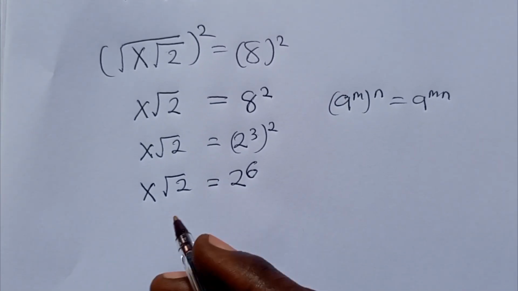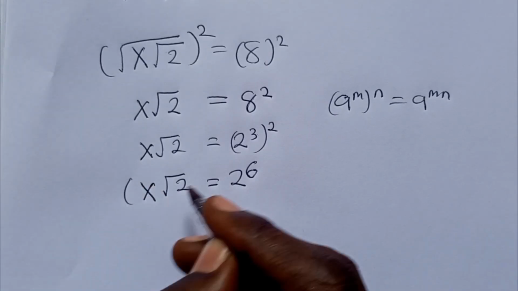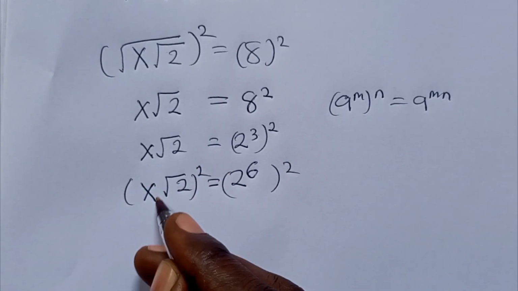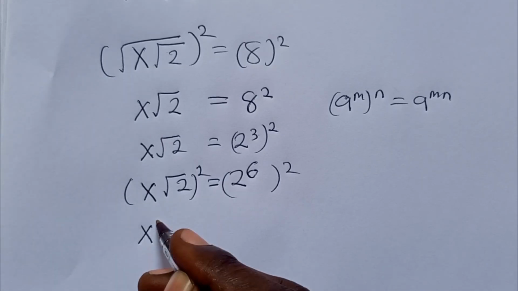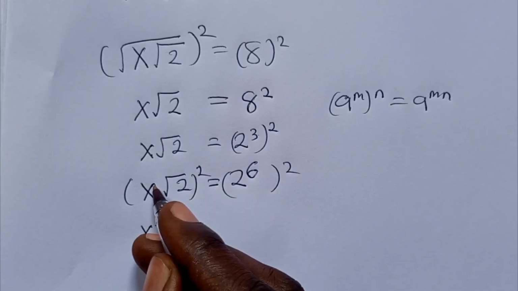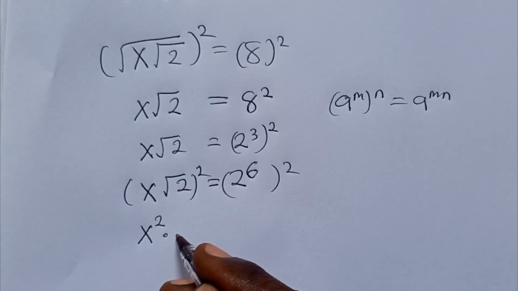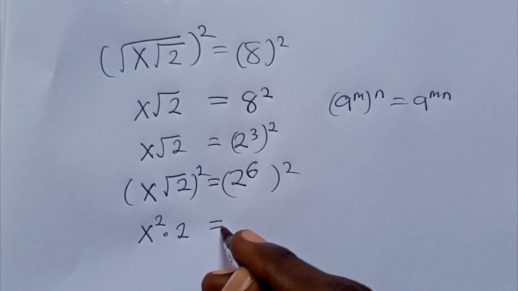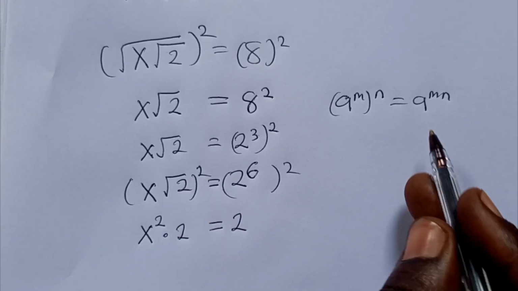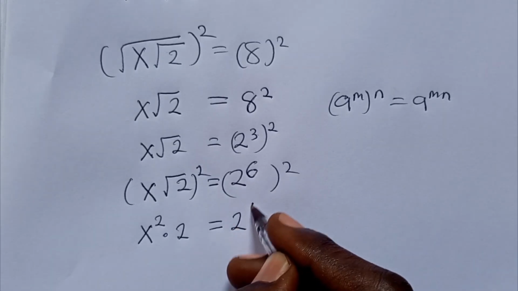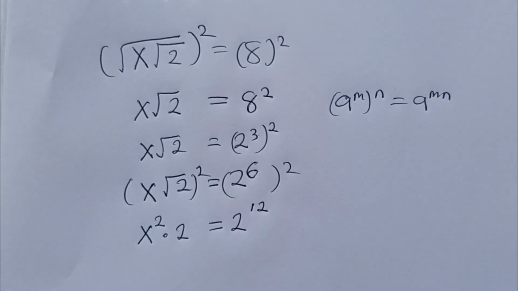So let's decide to square both sides again. So squaring both sides again, we are going to be left with x squared, because the square will affect both this and this, times root 2 squared is going to be 2 equal 2 to the power of, we apply the power over power law here again. 6 times 2 is going to be 12.